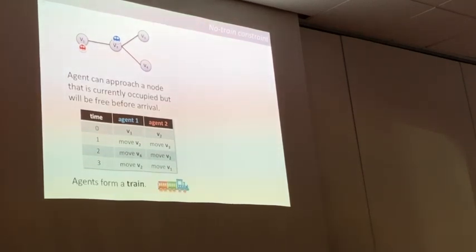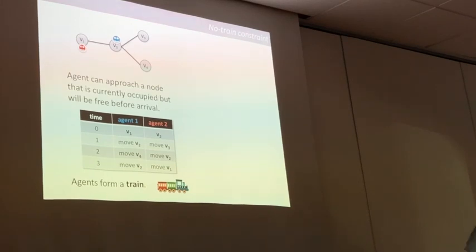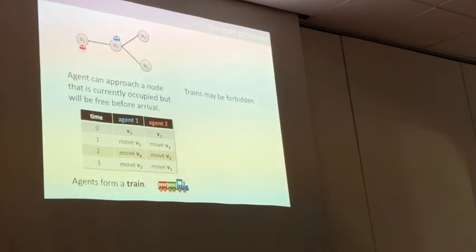So we call it a train because there are agents going one after another. It might be desirable in some applications, like, is it called carpooling? So if you have many cars following each other on a highway, but it might also be dangerous, as we saw. So sometimes we may forbid trains. We may say trains are not allowed.